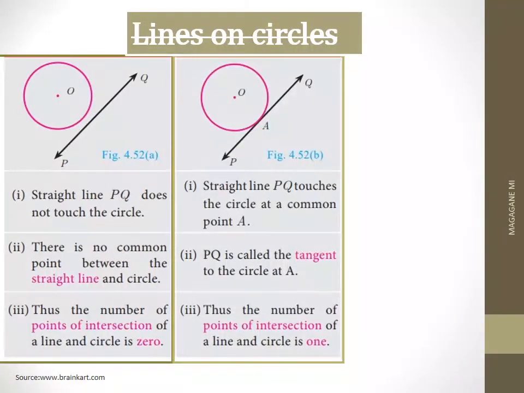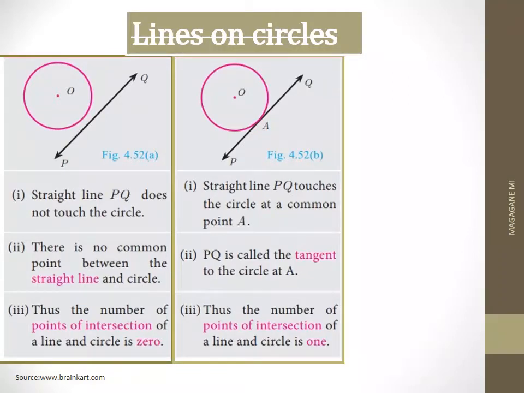So here we have a line that touches a circle at 1 point. Straight line PQ touches the circle at a common point A. PQ is called the tangent to the circle at A. So this is the tangent to the circle at A, and A is the point of contact.